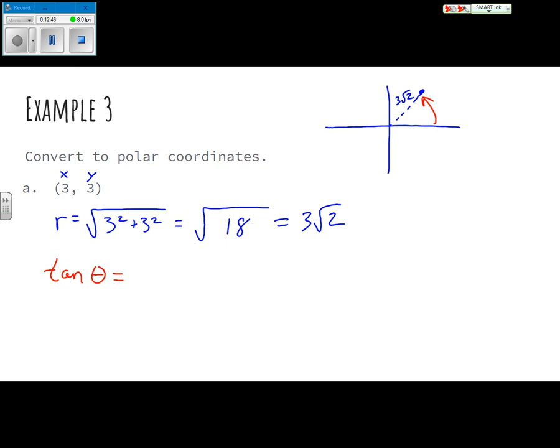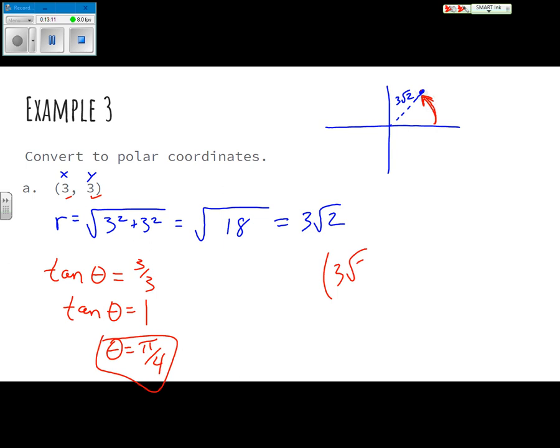And so tangent theta would have to equal my y over my x, which in this case is going to be 3 over 3, which is 1. I take tangent of what angle, and it gives me 1? Well, pi over 4 and 5 pi over 4. But look where my point is. My point is definitely right here in the first quadrant. So I want my pi over 4. Don't leave your answer like that. I want the nice little coordinate pair, 3 square roots of 2, comma, pi over 4.